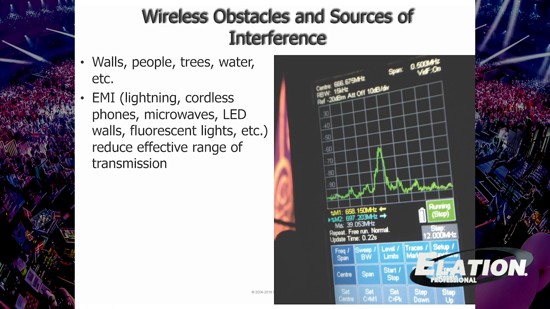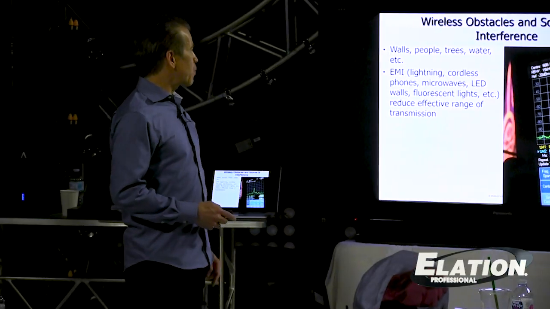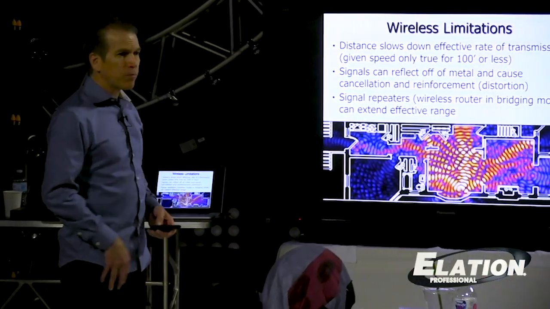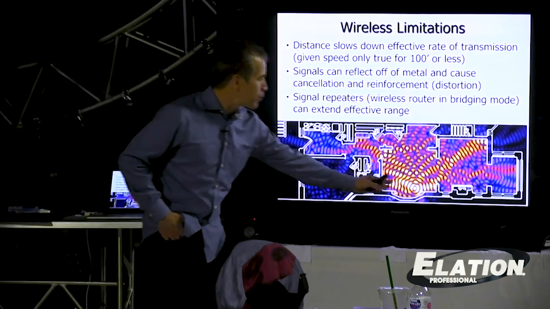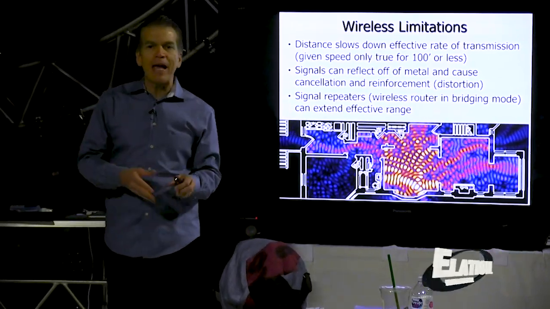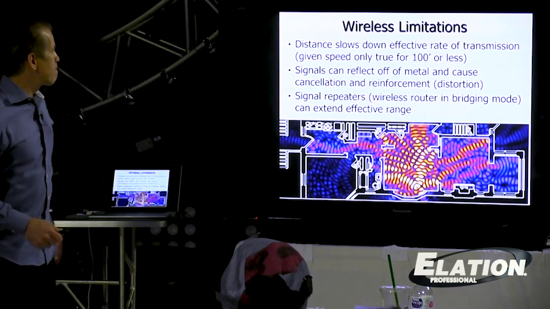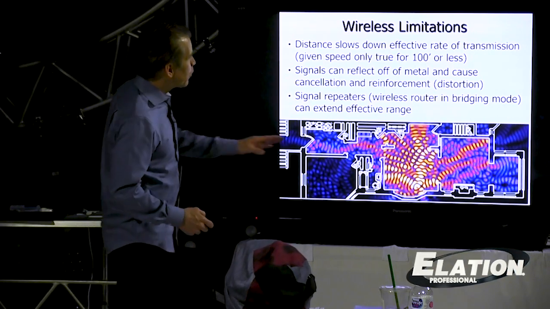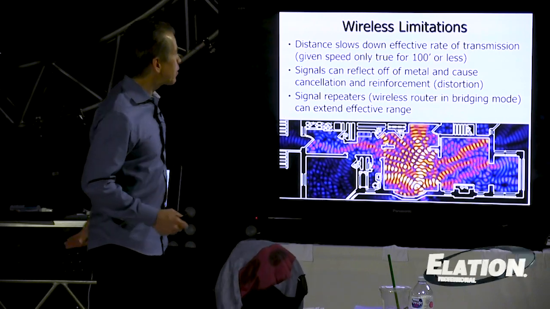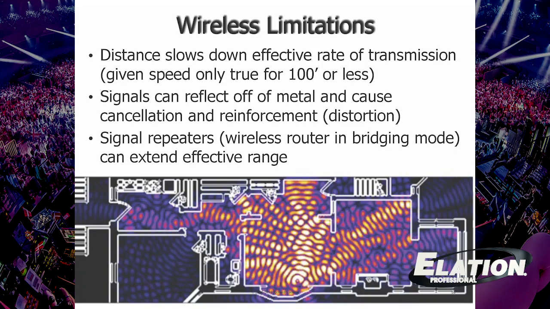Electromagnetic interference can also interfere with wireless communication. Things like lightning, LED walls, and fluorescent lights can cause problems with wireless as well. So this illustrates how a transmitter is sending out a signal, and it behaves very much like light does. The further you're trying to go, the more it slows down the signal. Signals can also reflect off of metal and cause signal reflections that can interfere with the transmission of wireless.